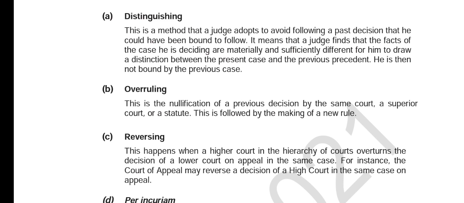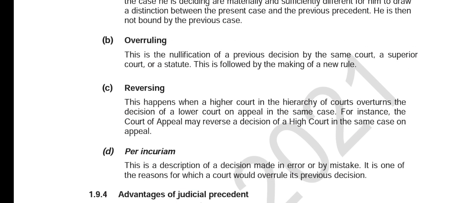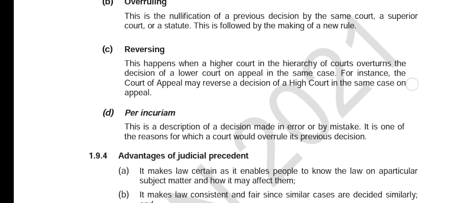Another one is overruling. Overruling is like nullifying what has been decided before and bringing up a new rule, a new judgment. Another one is reversing. Let's say for instance in the hierarchy of courts, the Federal High Court gives a judgment. The Supreme Court can actually reverse that judgment. You understand? So it's one of the terminologies of precedent.